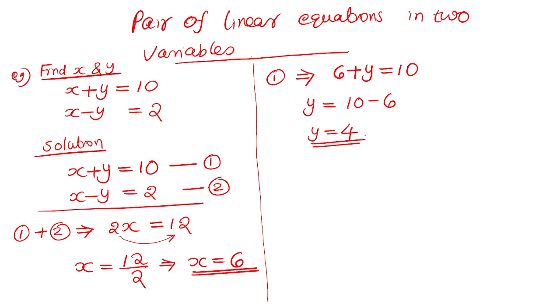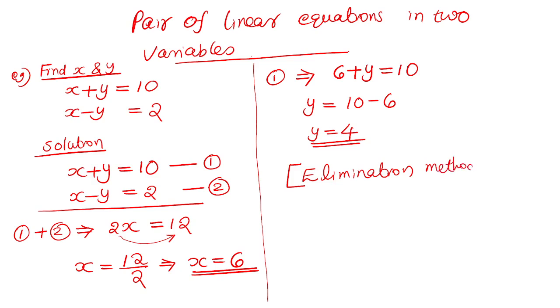So if it is asked like this, the two numbers whose sum is 10 and difference is 2, what are the numbers? 6 and 4. You can check it. Their sum is 10, their difference is 2. So this is the method. Finding the value of x and y by using this technique is said to be the elimination method.